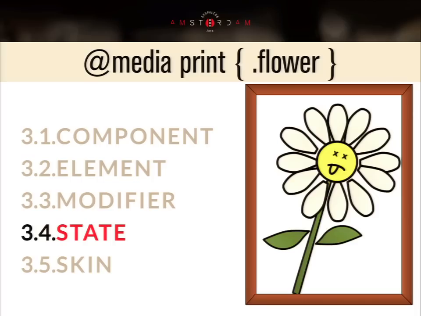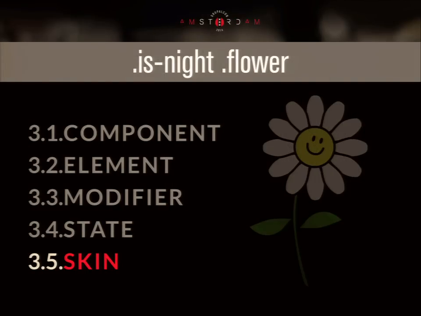So what skin is basically, it's a global modifier, right? So you're modifying this design component, but you're sort of applying one class at maybe the body tag, and it affects all of your design components across the board on your entire site, right? So skin is basically a special case modifier that's applied globally. And in our example, we're going to have an is-night flower here. So this is what it looks like when it's night. Global modifier.